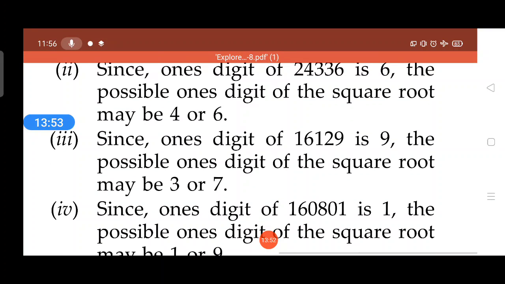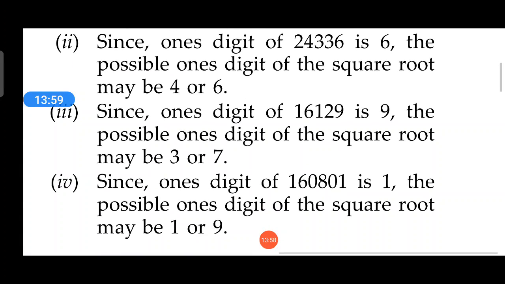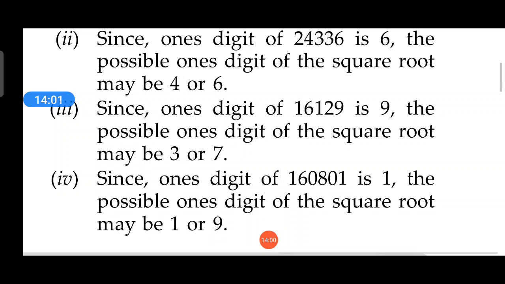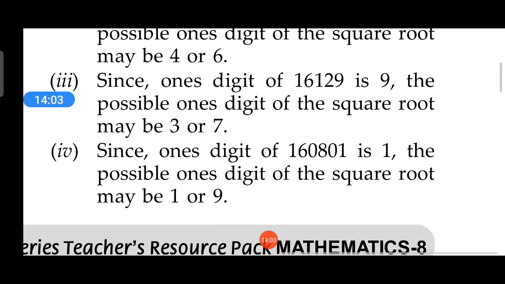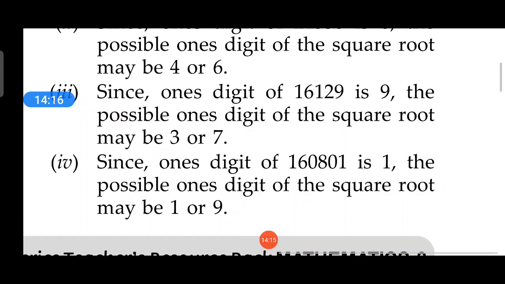Third, 16,129. So ones digit is 9, therefore it may be 3 or 7. And last, 1,60,801, the last digit is 1, so the square root may be 1 or 9.